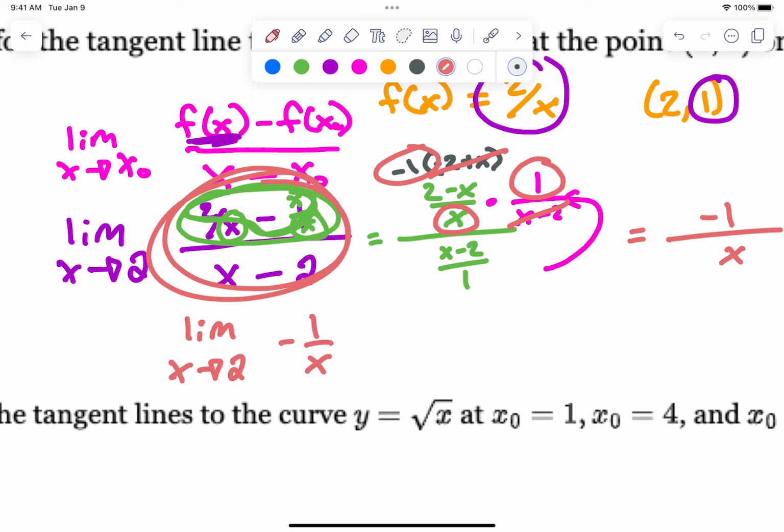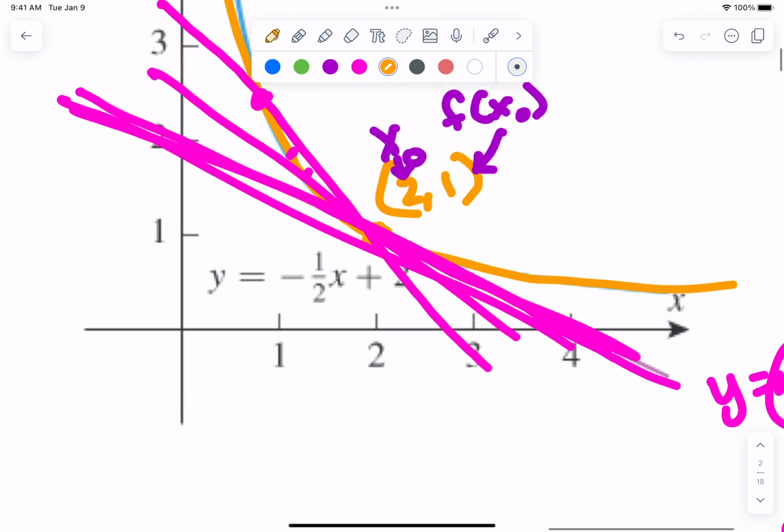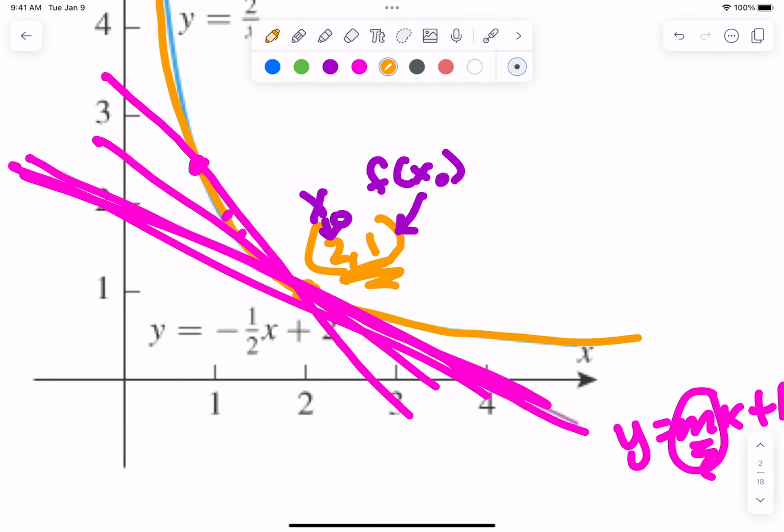Now can I plug 2 in? Yeah, if I plug 2 in, I get negative 1/2. What does negative 1/2 tell me? That is the slope, y2 minus y1 over x2 minus x1. So even though I only have 1 point here, by doing the limit process, by sliding that other point closer and closer, I can use 2 points and find the slope. Make sense? Negative 1/2. That's what it looks like.